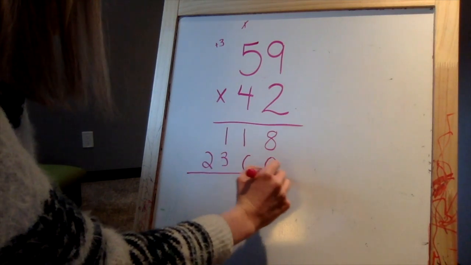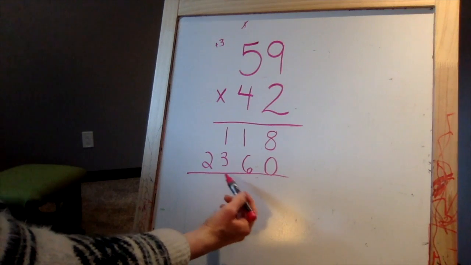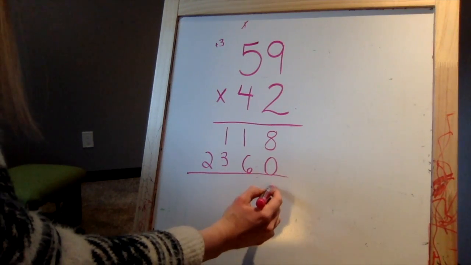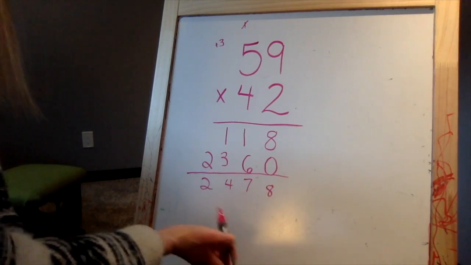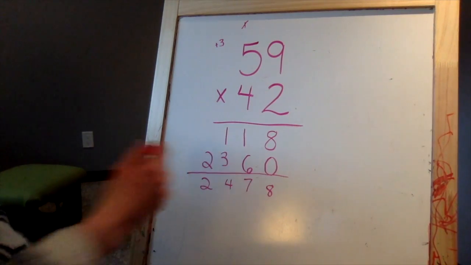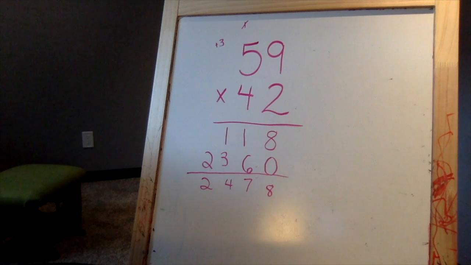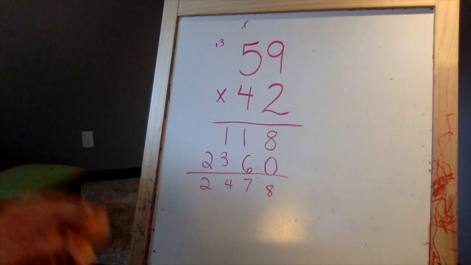So now I have 118 and 2,360 to add together. So 8, 7, 4, and 2. So my total is 2,478. Okay, so check. You can rewind and go through those steps again if you'd like, but that is my total. And I'm going to move on to the next and final one for Grandma Grandpa's Way.